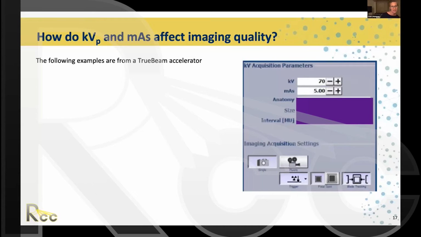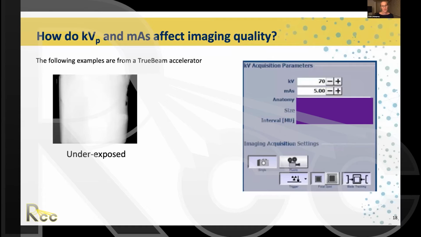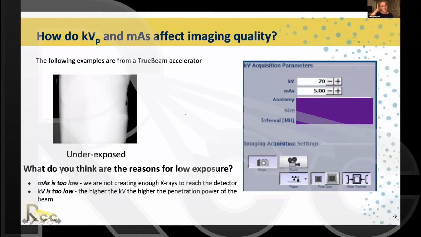So how do the KV and the MAS affect image quality? We've just got a couple of examples. I'll quickly run through one from a Varian TrueBeam accelerator. We've got some acquisition parameters over here: a 70 KV energy and a 5 MAS value. In this case, again, we've got a really white image where we can't see a lot of contrast. So we've got an underexposed image here.